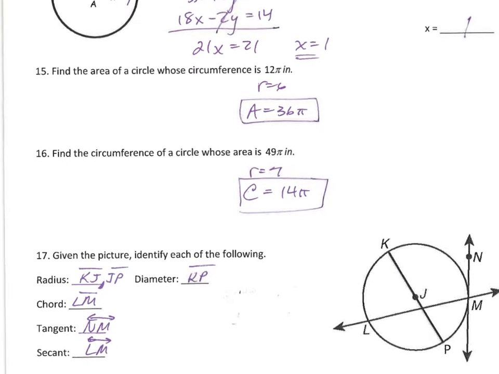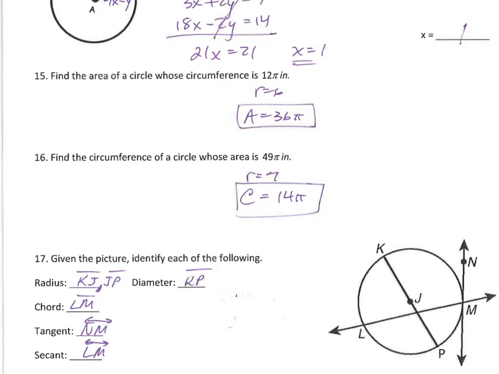Now 15 and 16 are good questions. If the circumference is 12 pi, right? We know that circumference is diameter times pi, so if it's 12 pi, diameter is 12. If the diameter is 12, the radius is 6. If the radius is 6, then the area is 6 squared pi, right? We've said this a few times already, but area is radius squared pi. So that's how you do that one.